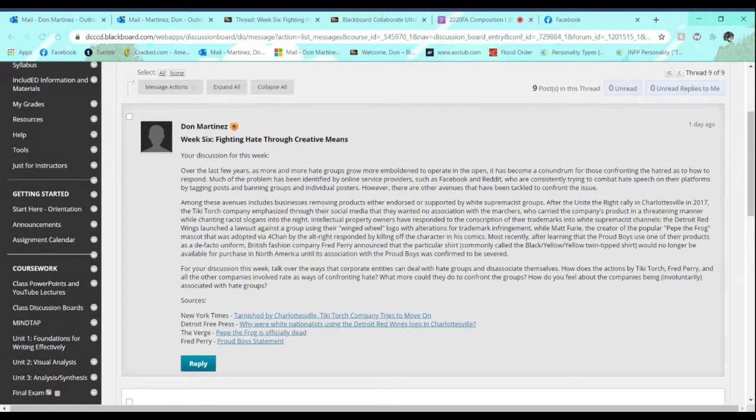The Detroit Red Wings launched a lawsuit against a group using their winged wheel logo with alterations for trademark infringement, while Matt Furie, the creator of the popular Pepe the Frog mascot that was adopted via 4chan by the alt-right, responded by killing off that character in his comics. Most recently, after learning that the Proud Boys used one of their products as a de facto uniform, British fashion company Fred Perry announced that the particular shirt, commonly called the Black Yellow shirt, would no longer be available for purchase in North America until its association with the Proud Boys was confirmed to be severed.